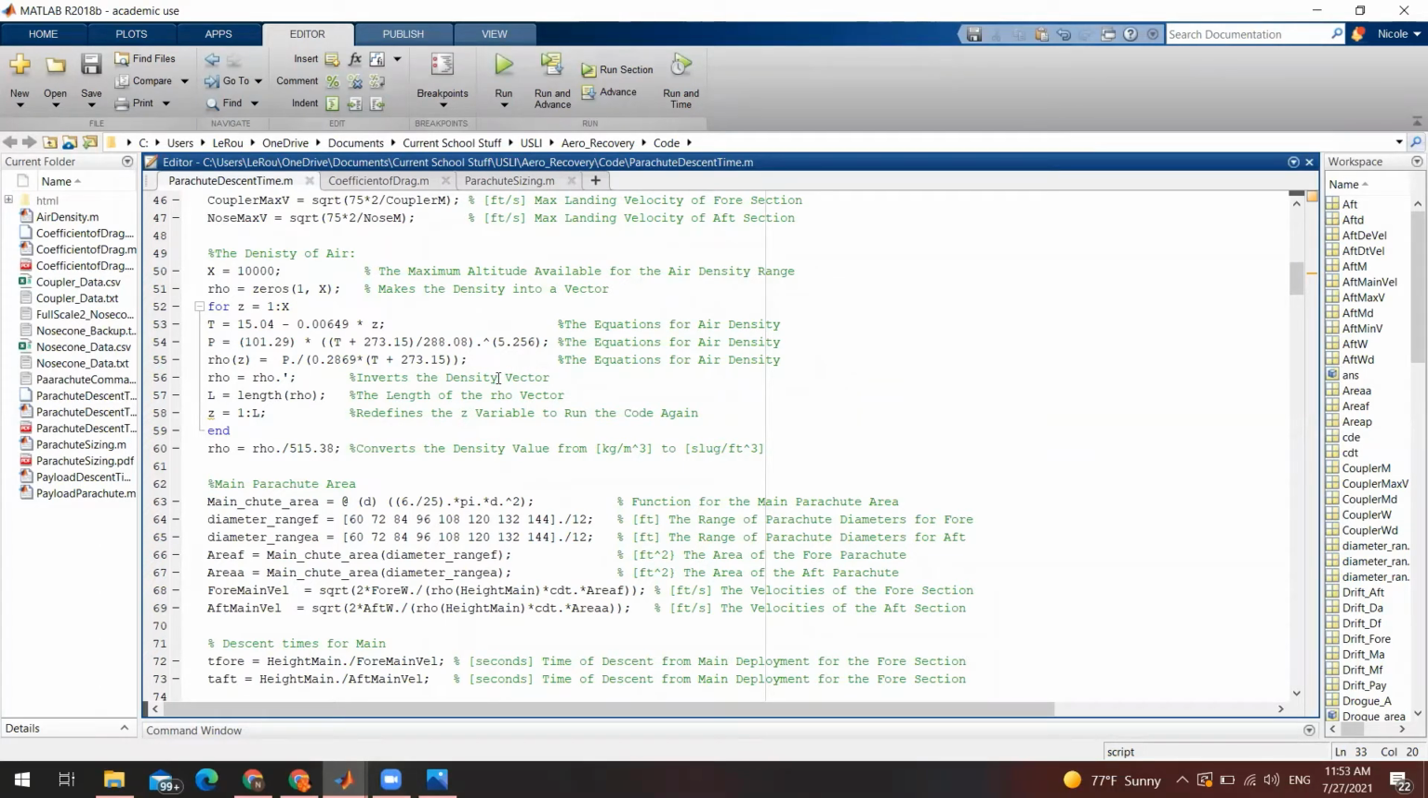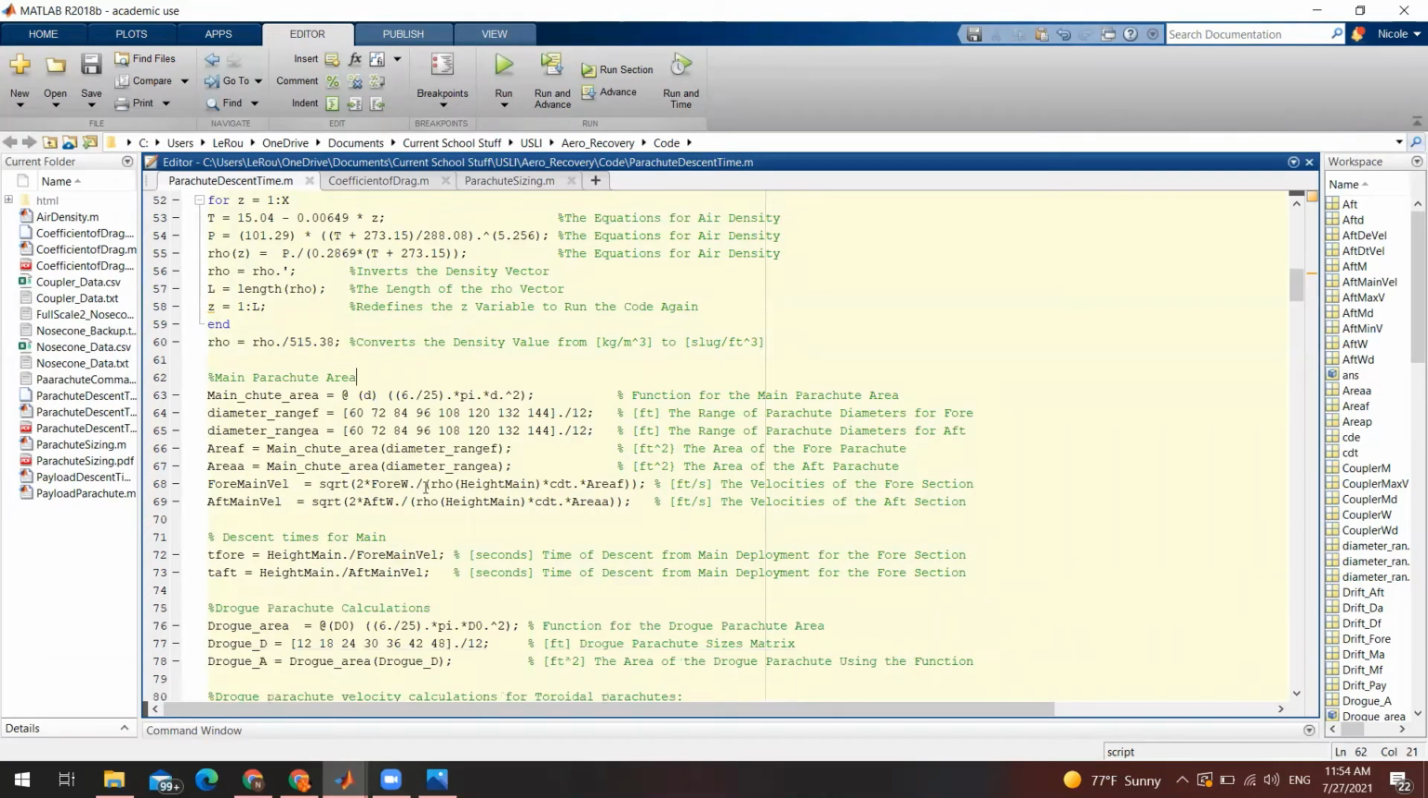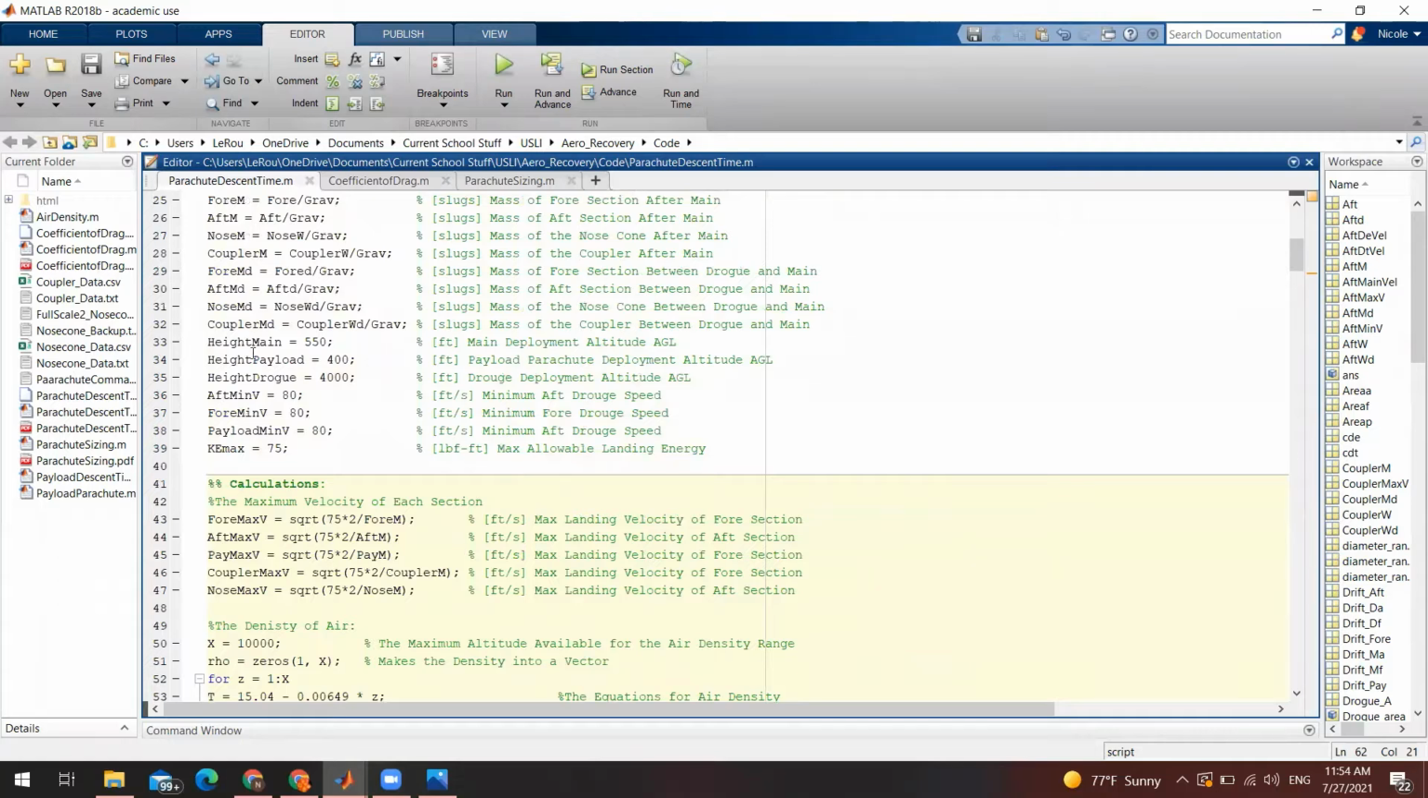But this is a very helpful function here, and then it just spits you out a value for rho, your density of air, that you can use later on as a function. So like here I have rho at the height of the main parachute, which is the value that I defined earlier up here.